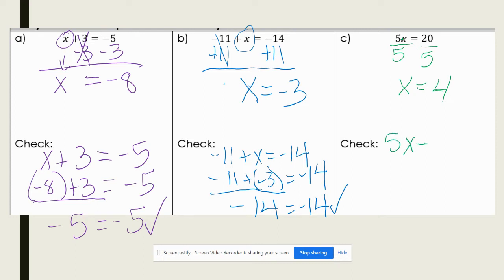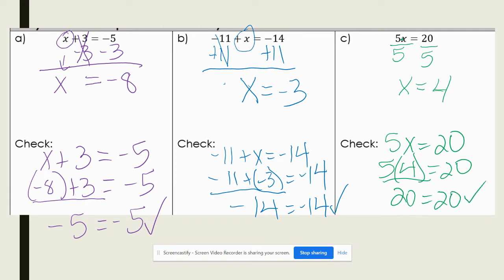Again, if we're going to do the check just to make sure that we're on the right track, we plug 4 in for x in that original equation. 5 times 4 is 20. Does 20 equal 20? Yes, it does.